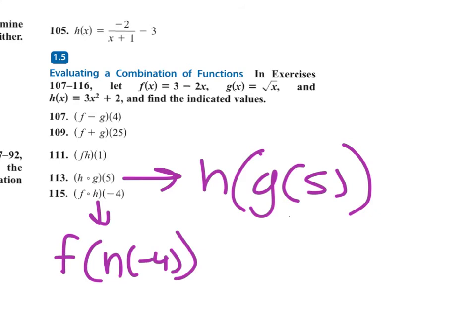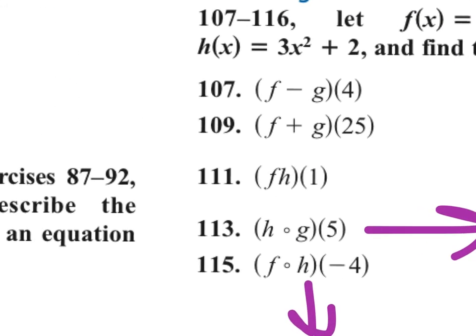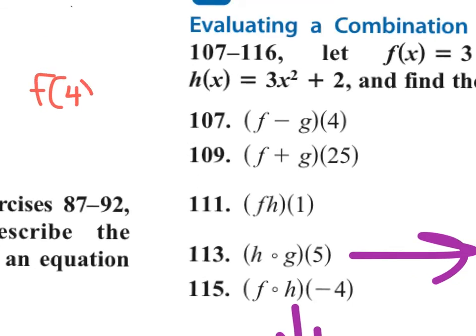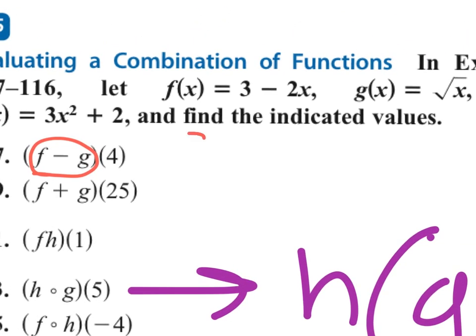Olivia: For f of g and like for f minus g and f plus g, what would you do there? So you actually have 2 choices. One is, and probably in my opinion the easier one, find f of 4, find g of 4, and then subtract at the end. Okay. So just literally plug them in. The other thing to do is find f minus g, so I actually can combine those 2 functions. So I would do 3 minus 2x minus the square root of x.